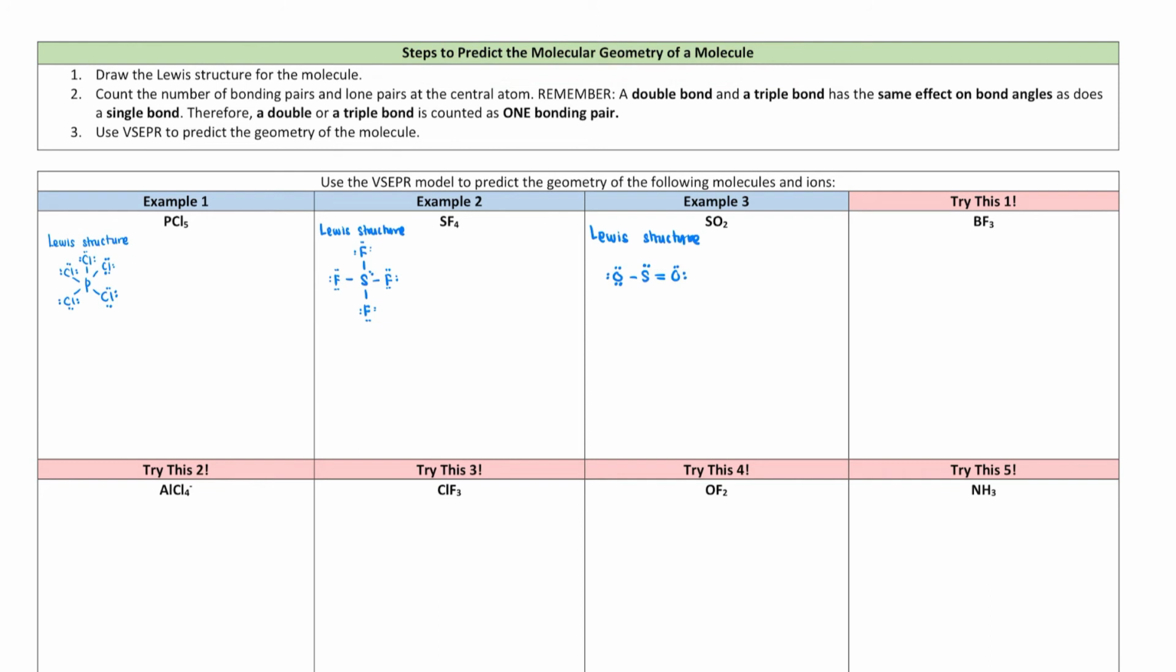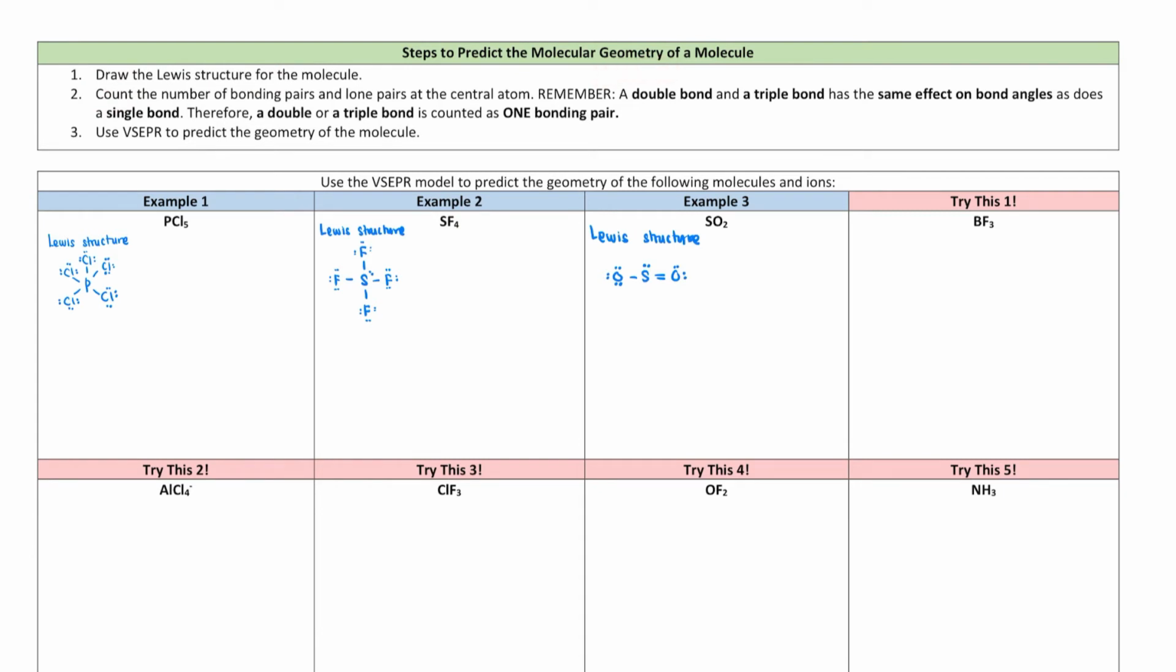Okay, so the first step, when you have a molecule and you want to determine the molecular geometry, is you need to draw the Lewis structure of that molecule. So that's why you need to be able to draw Lewis structure. If you cannot draw Lewis structure, let alone determine molecular geometry.